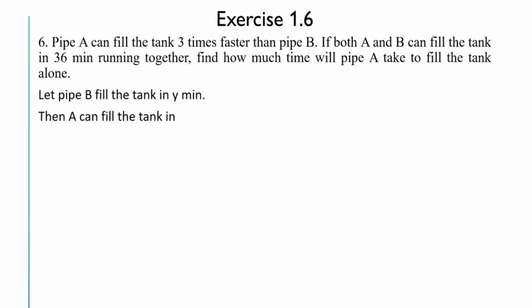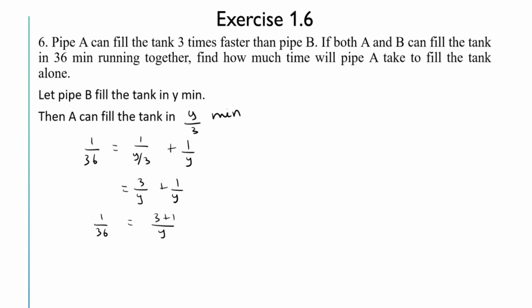So let us take, let pipe B fill the tank in y minutes. Then A can fill the tank in y by 3 minutes. Therefore, we have 1 by 36 is equal to 1 by (y by 3) plus 1 by y, or this is equal to 3 by y plus 1 by y, or we have 1 by 36 is equal to (3 plus 1) by y. So from this, if we cross multiply, we have y is equal to 36 into 4.